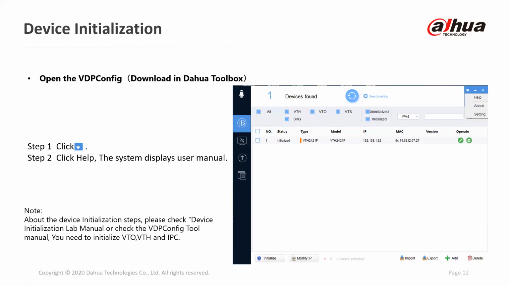Open the VDP config, download the Dahua toolbox. Step 2, click. Step 2, system display user manual. About the device initialization steps, please check the device initialize lab manual and the VDP config tool. You need to initialize the VTO, VTH, and the IPC. This is something to note about.